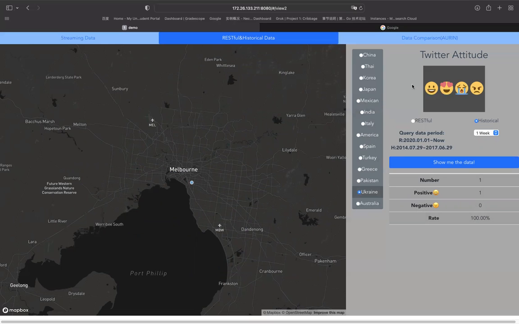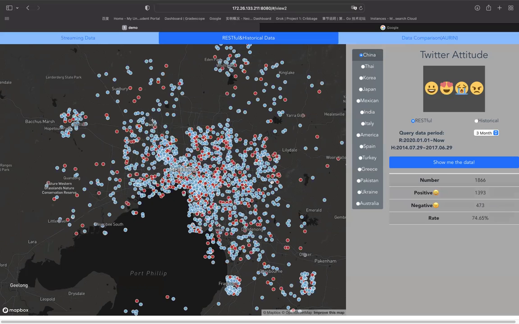But for more common types, such as food from China, let's say China, maybe 3 months. Yeah, for data like that, the results are consistent and convincing. You can see the 74% here.